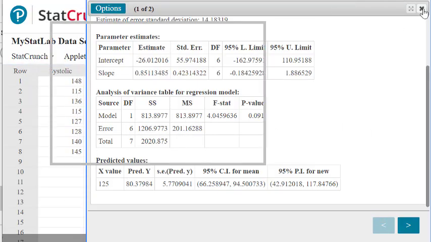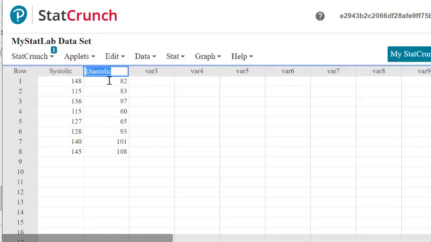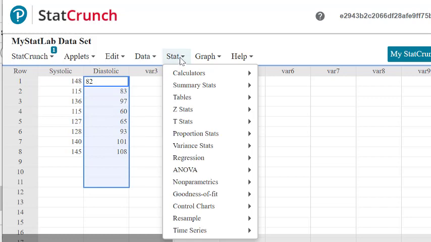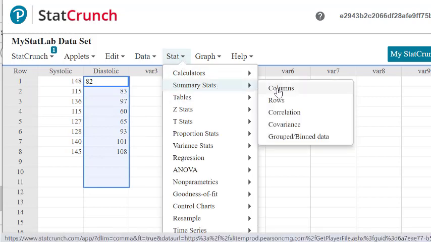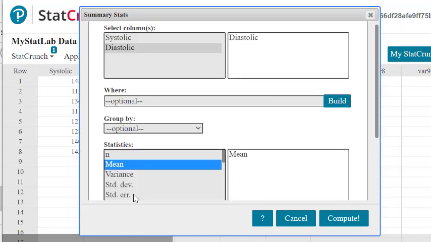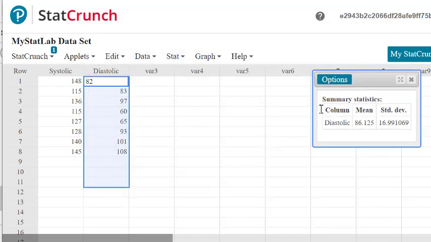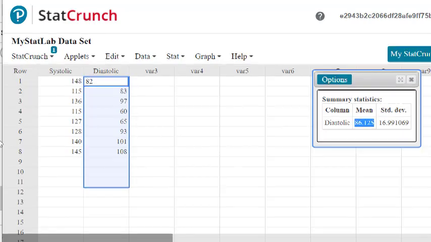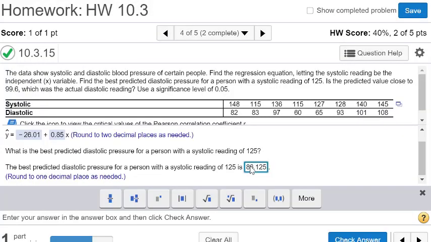So let's hide this for now. And here are the y values in the diastolic column. Let's go to Stat and do a quick summary stats on the column. We just want the diastolic column. We want to find the mean. We can also find the standard error and all that stuff, but let's find the mean and standard deviation for this. And here's our summary statistic. The mean is 86.125. Rounded to 1 decimal place, that's just 86.1.